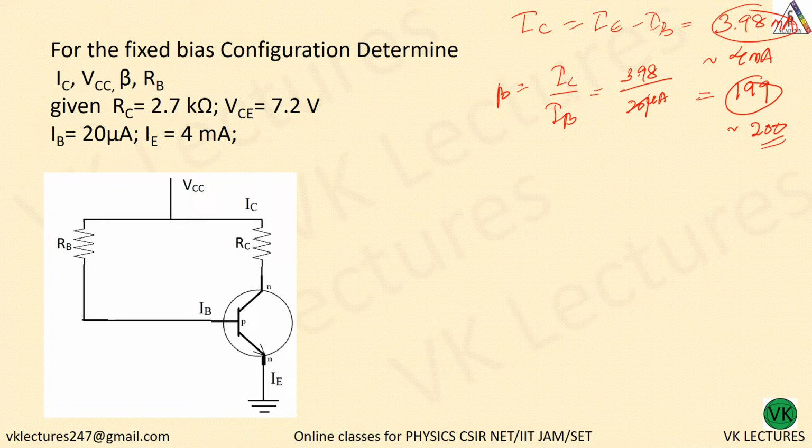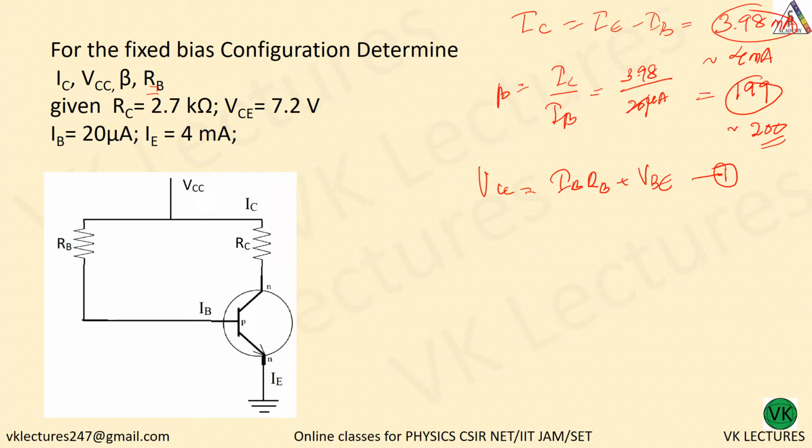Now we want RB. So let us apply KVL to the input side. So VCC equal to IB RB plus VBE. Now there are two unknowns. VCC is also an unknown, as well as RB is also unknown. So give it as equation 1.